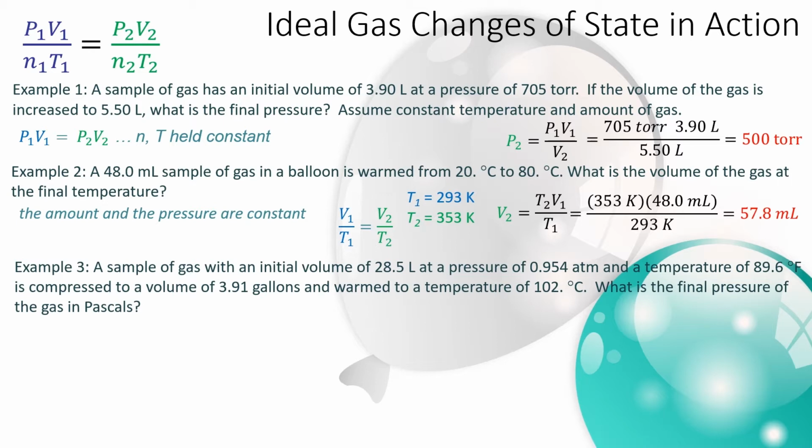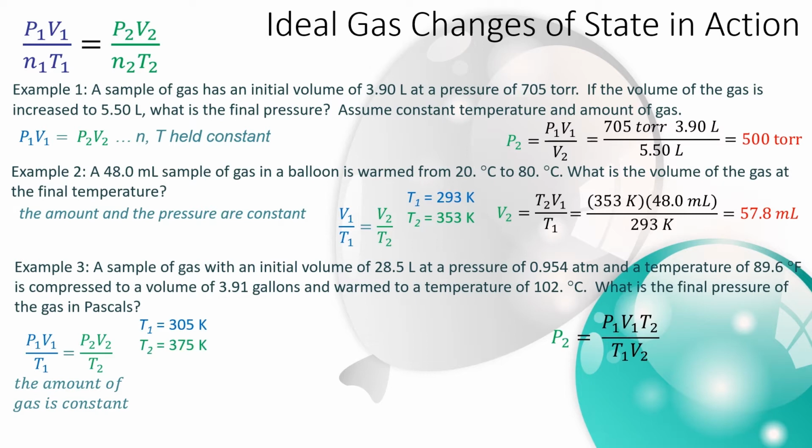The only thing we can assume is being held constant this time is the amount of gas, leading to the equation P1V1 divided by T1 equals P2V2 divided by T2. The quantity we want to solve for is P2, which we also want in pascals. So P2 equals P1V1T2 divided by T1V2. The temperatures need to be converted to Kelvin first.